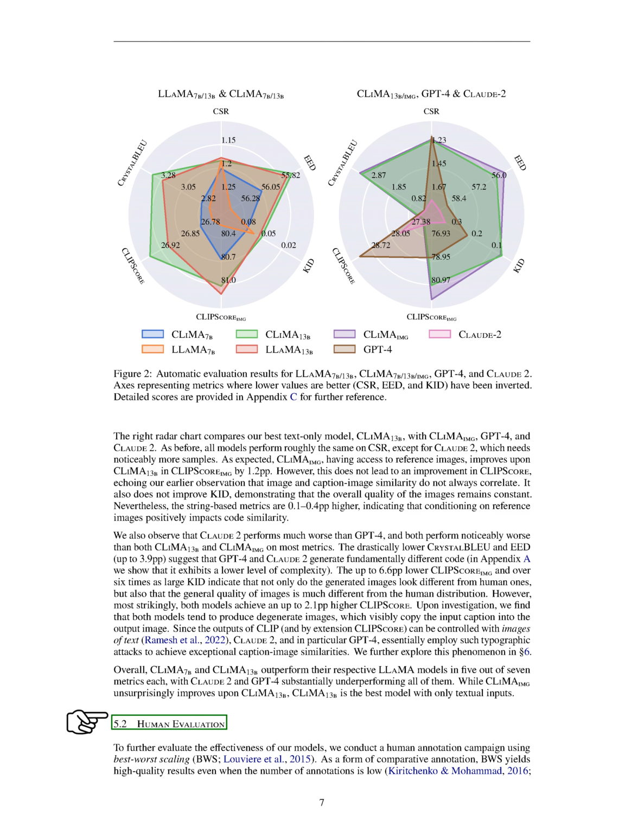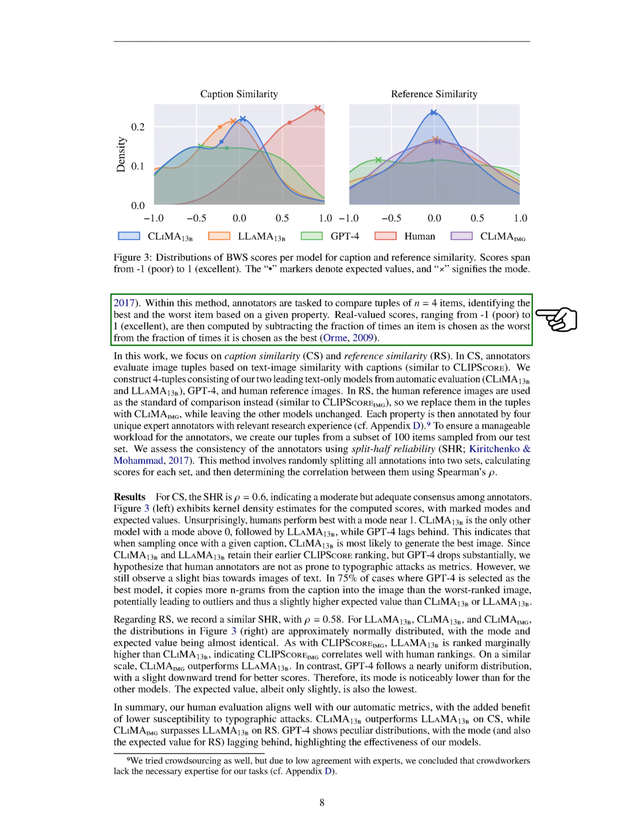Section: Human Evaluation. We carried out a human evaluation to further assess the effectiveness of our models. This involved a process known as best-worst scaling, a comparative annotation method that yields high-quality results even with a limited number of annotations. In this method, evaluators compare groups of 4 items, identifying the best and worst item based on a given property. Scores are then calculated, ranging from -1, poor, to 1, excellent, by subtracting the number of times an item is chosen as the worst from the number of times it is chosen as the best.